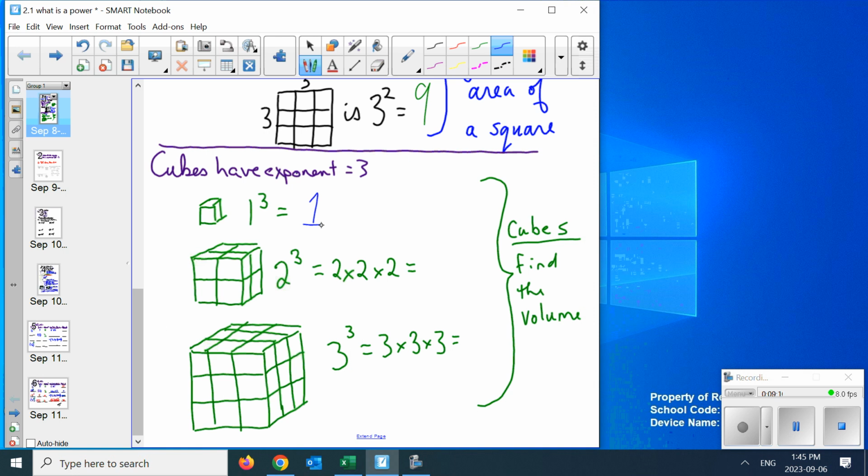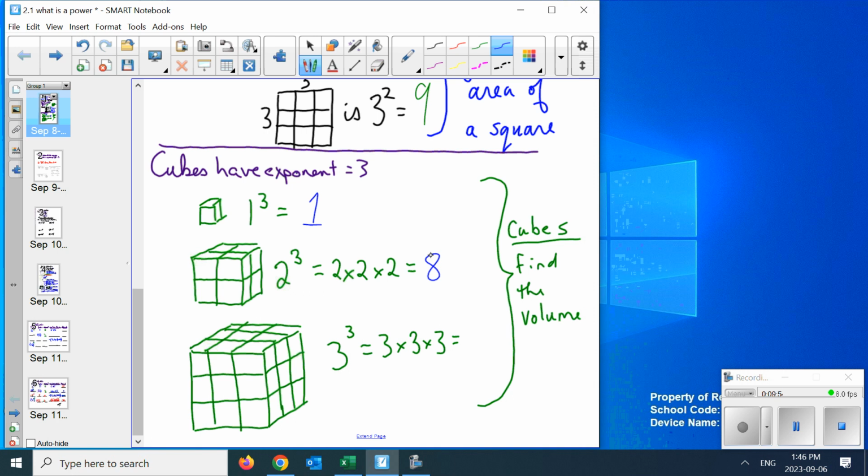So this one. How many little cubes did I use to build this? I could sit and count, but what's the easier way? 2 times 2 times 2. 2 times 2 is 4, times another 2 is 8. You can enter that on the calculator. 8. That's the volume. How much space does it take up? It takes up 8 centimeters cubed.